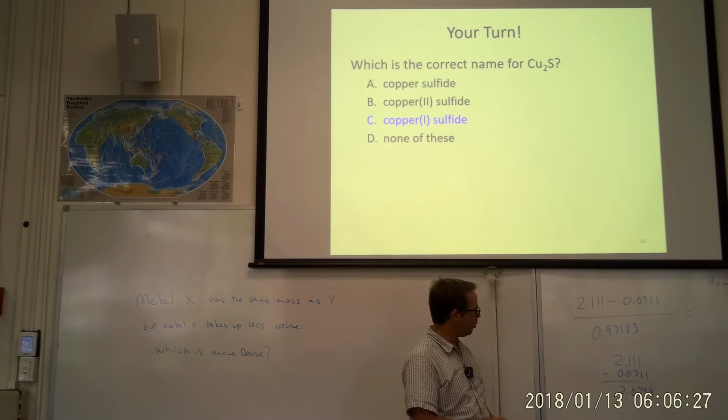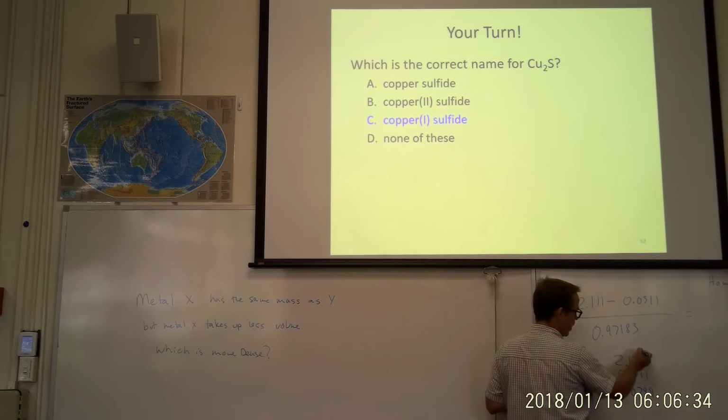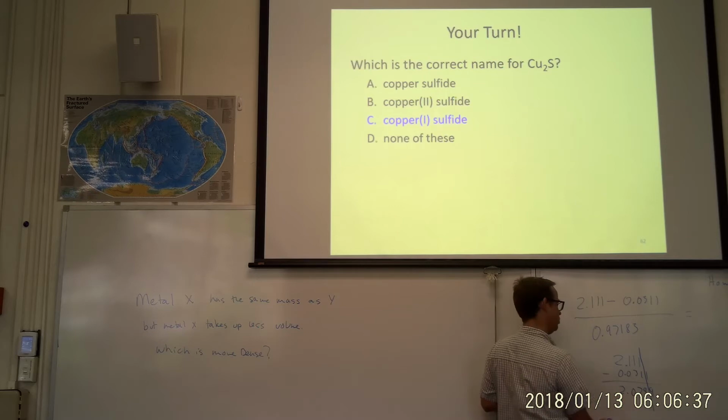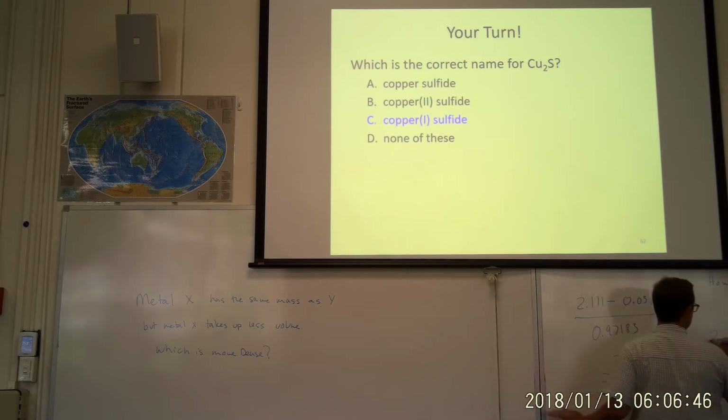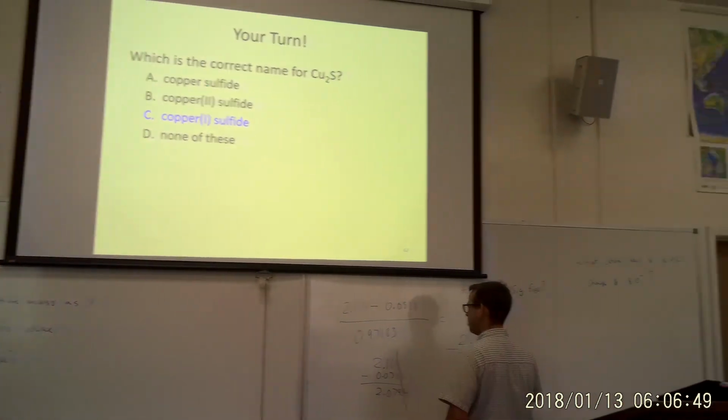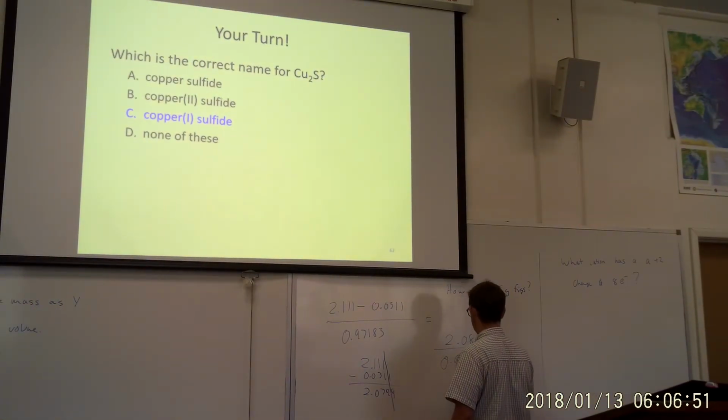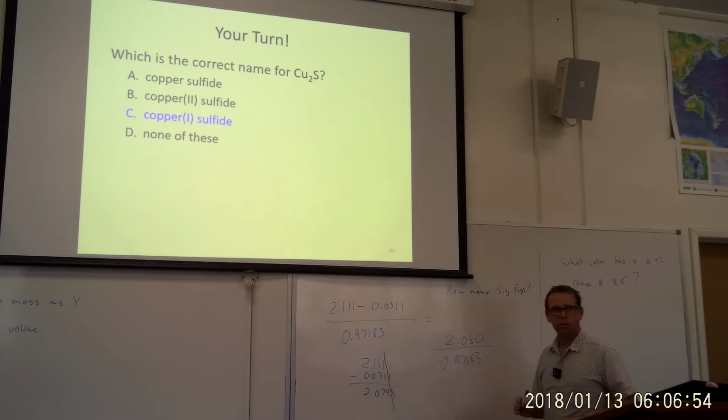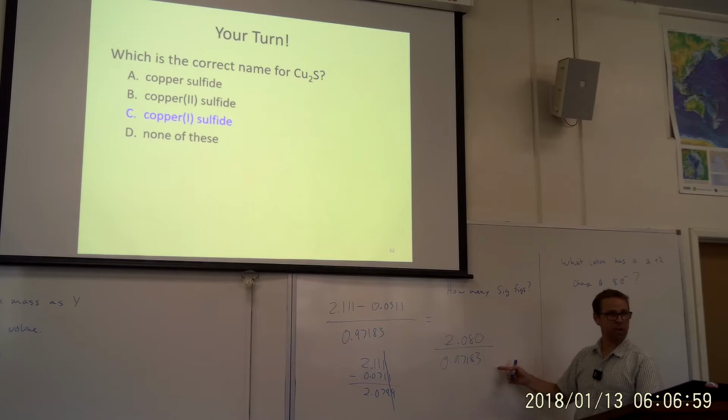Okay. Now, where do we cut it off at? Where do our significant digits cut off at? Right here. True? So, this has to round up to 2.080. And then we take 2.080 and we divide it by 0.97183. The answer here doesn't really matter, does it? How many significant figures are we going to have in our answer?